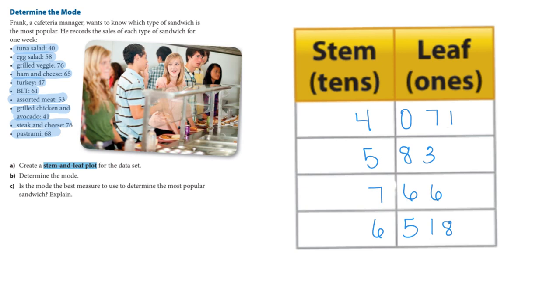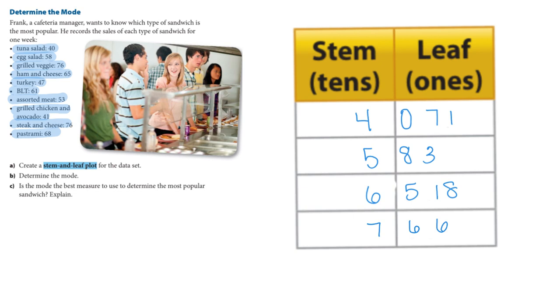Now this is great, but it's not exactly what we want, because we have our stems going 4, 5, 7, 6, and we want them in order. So 4, 5, 6, 7. So what I'm going to do is a little swap. So we're going to put 6 up here. And we can put 7 down below. And it was 7, 6, and 6. So now they're in order: 4, 5, 6, 7.